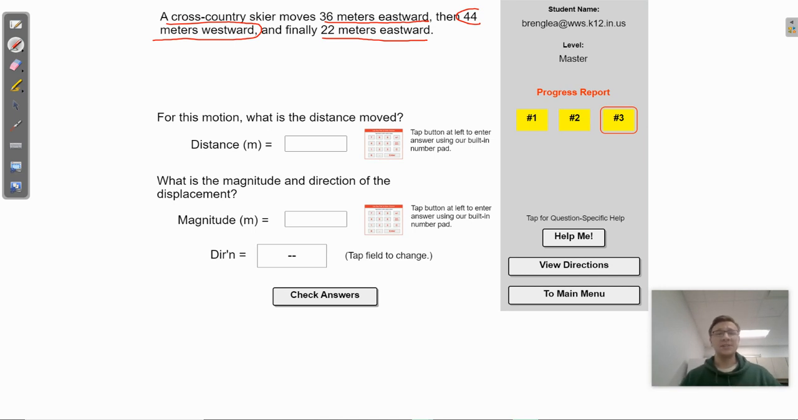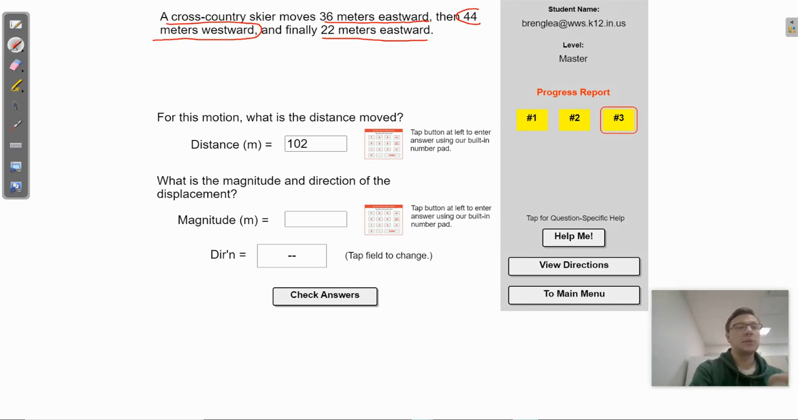So again, with distance, we're simply going to add all of these up together, all of the movement. It does not matter which direction. So 36 plus 44 plus 22, and that's going to give us a total distance covered of 102 meters. Okay, and you don't need to put meters in because it's got it right here. All right, now it says what's the magnitude and direction of the displacement.